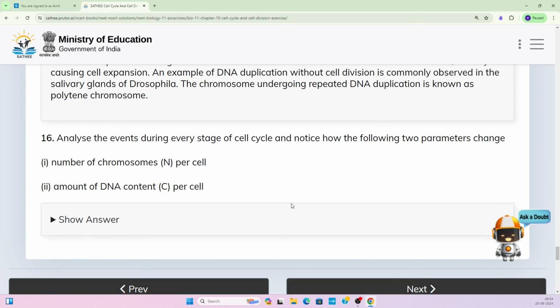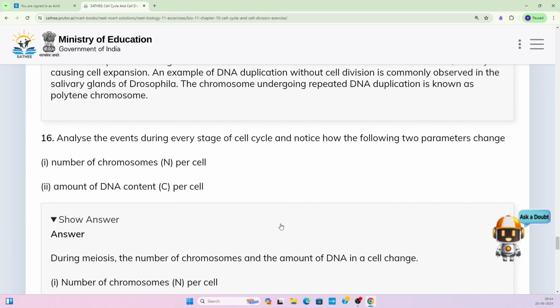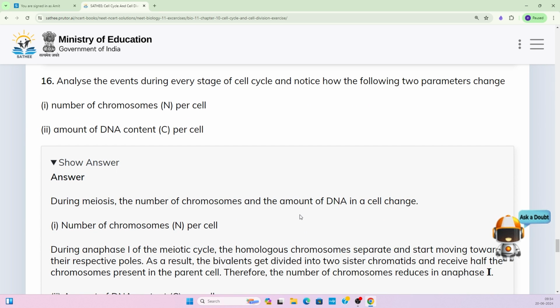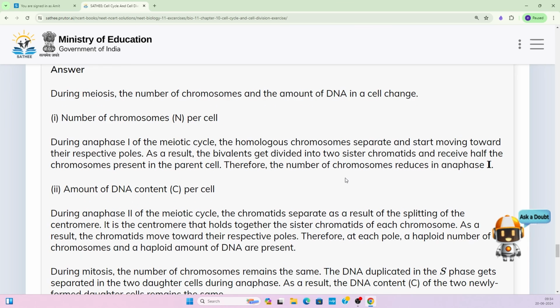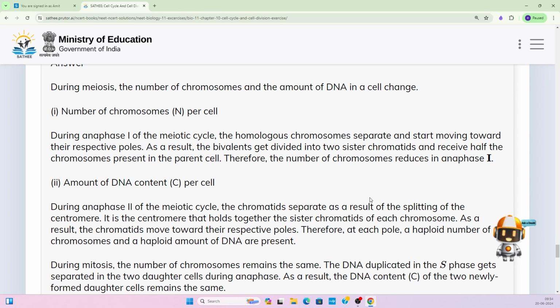Moving to our next question, and that is the last one. Analyze the events during every stage of the cell cycle and notice how the following two parameters change. The first one is the number of chromosomes per cell, and the second is the amount of DNA content, C, per cell. During meiosis, the number of chromosomes and the amount of DNA in a cell change. First, the number of chromosomes, N, per cell.